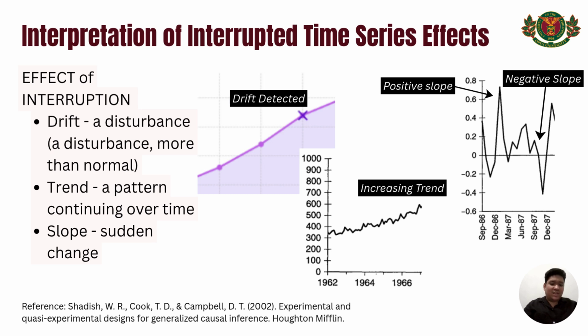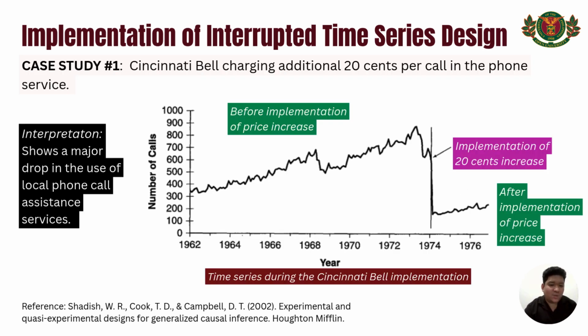Let's look at the following case study by Cincinnati Bell when implementing the interrupted time series design in their new policy, which is to add an additional 20 cents to their phone services. As you can see here, from 1962 to 1974, the trend line of using the local phone call service assistance in Cincinnati Bell was gradually increasing. And then by 1974, they decided to implement a 20-cent increase in their phone services.